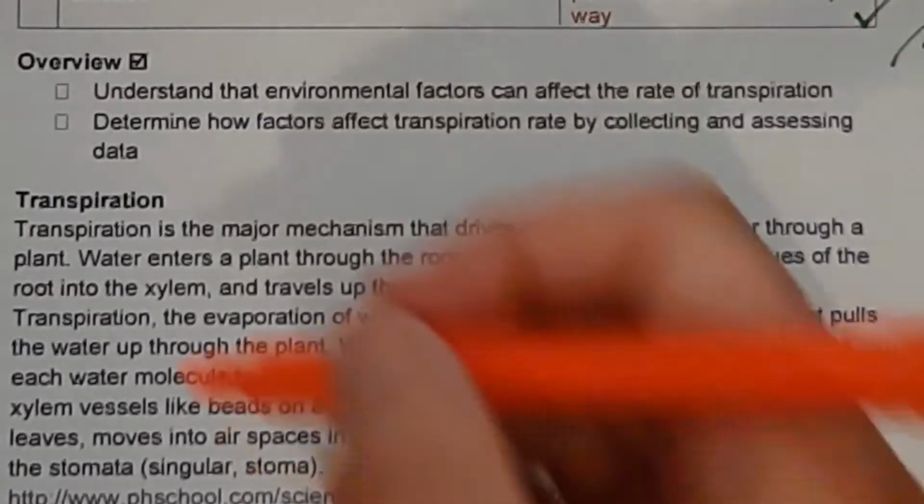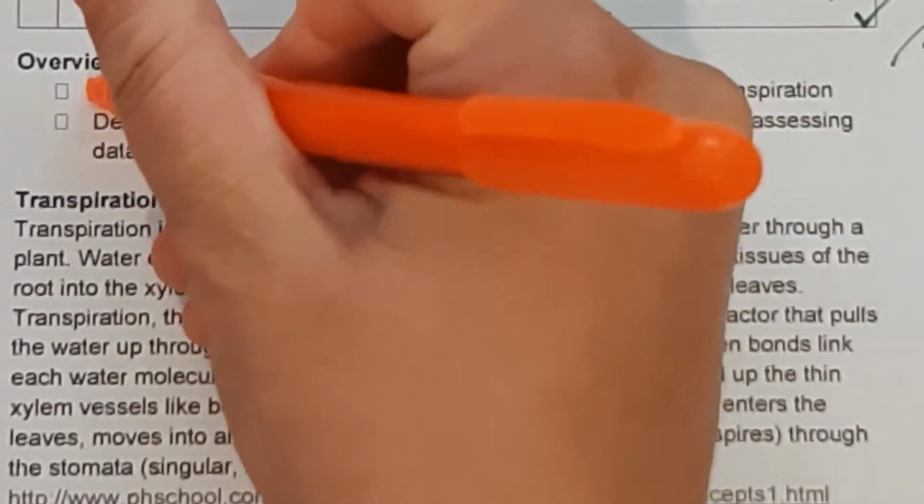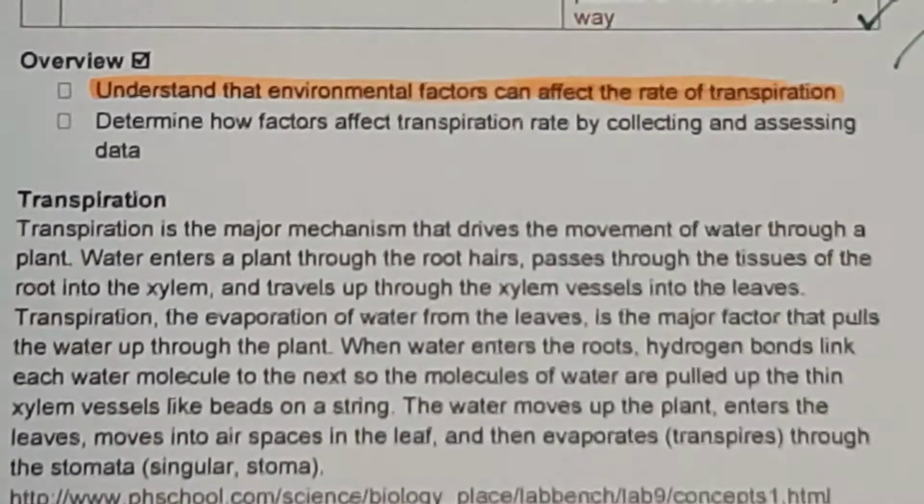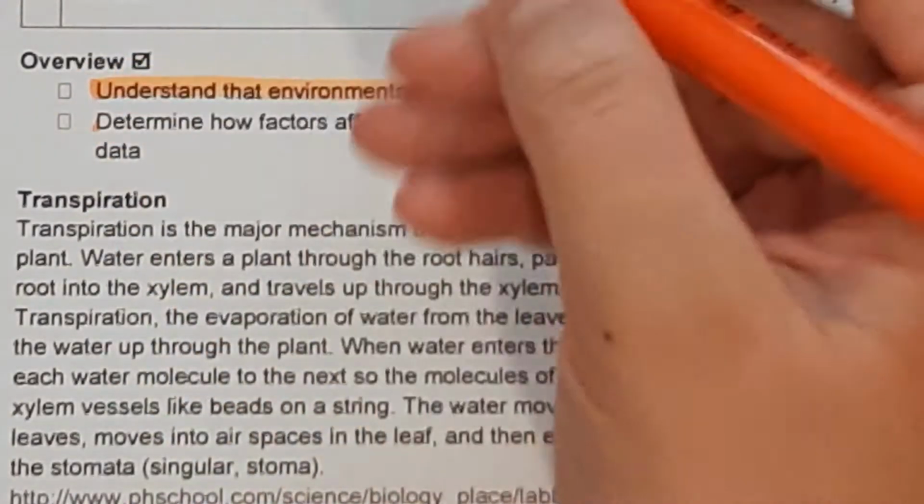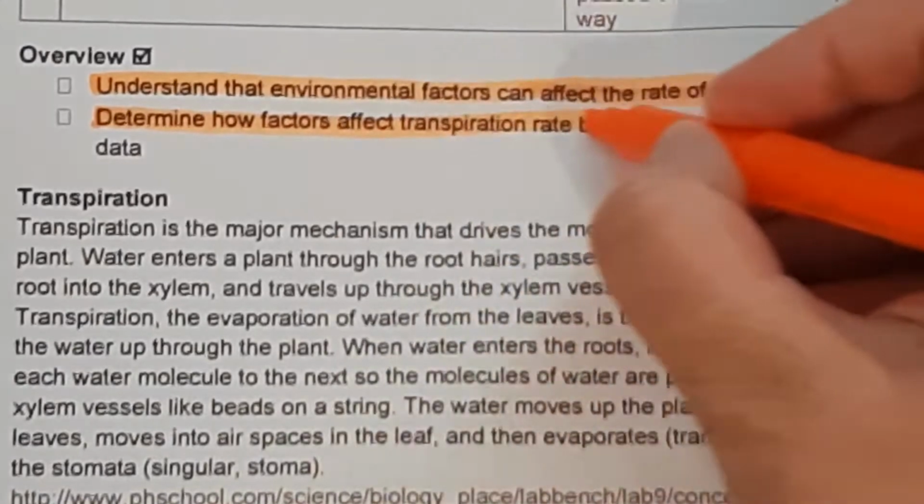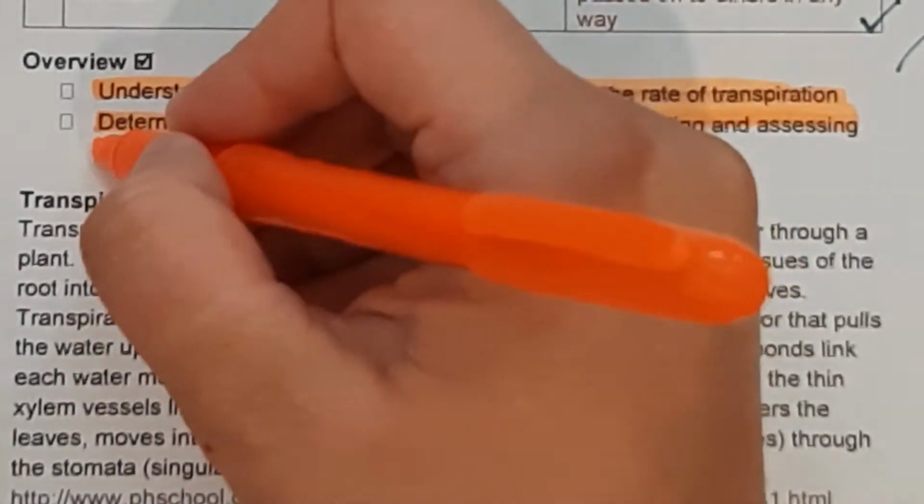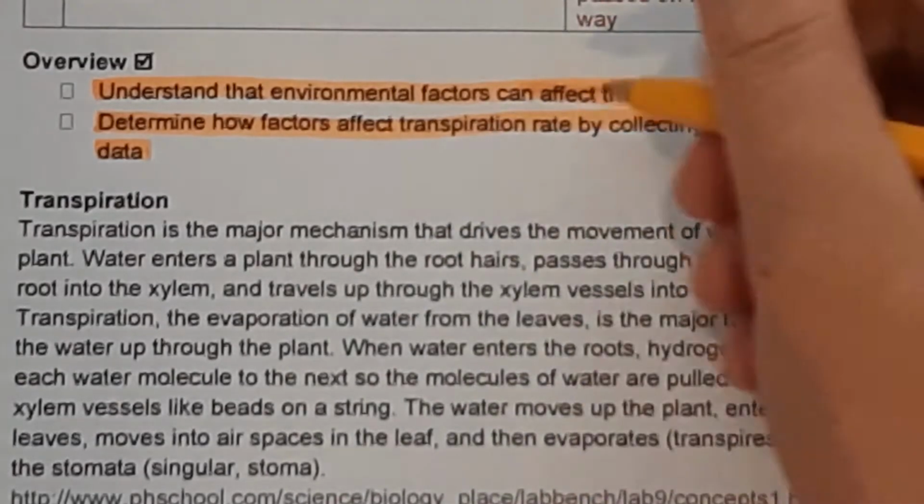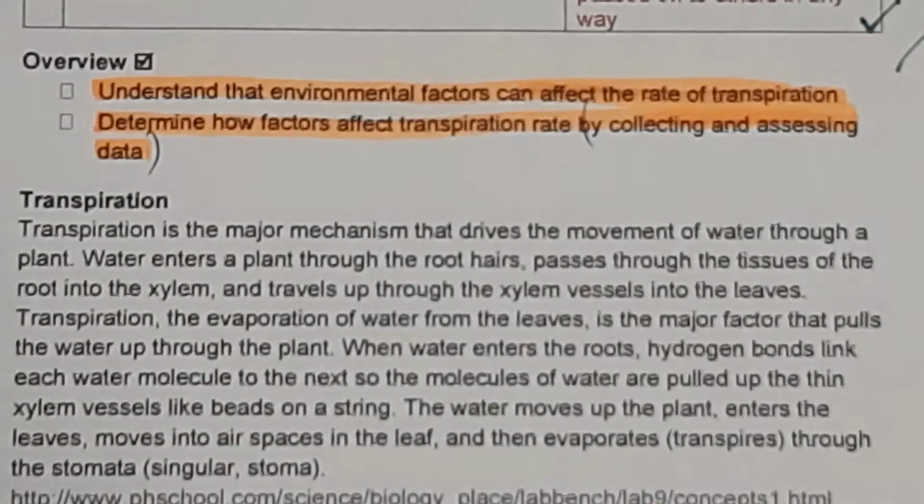So today's overview, we will be able to, by the end of this lesson, understand that environmental factors can affect the rate of transpiration. Now, we've already touched on this from last lesson. We're going to do much more on this today. And we're going to determine how factors affect transpiration rate by collecting and assessing data. Well, unfortunately, we can't do that, because we are not in a lab. This is online, so we won't be able to do that aspect of it today.